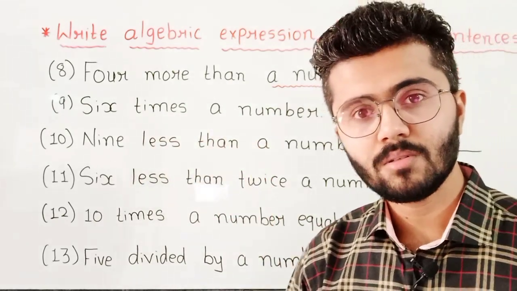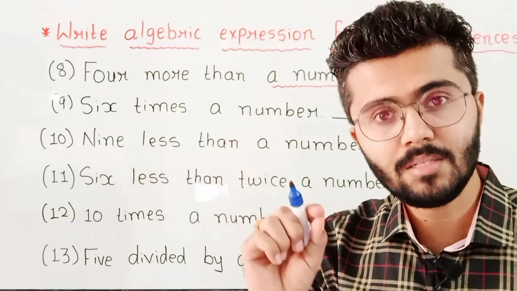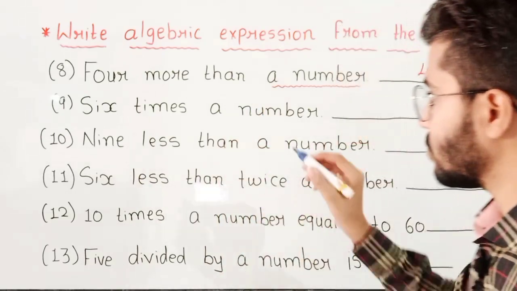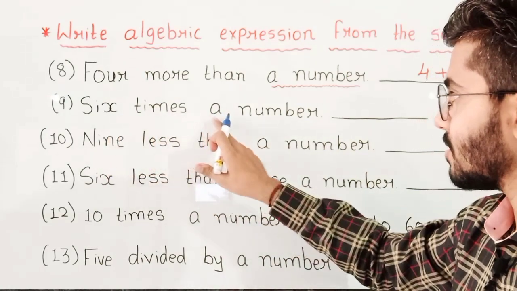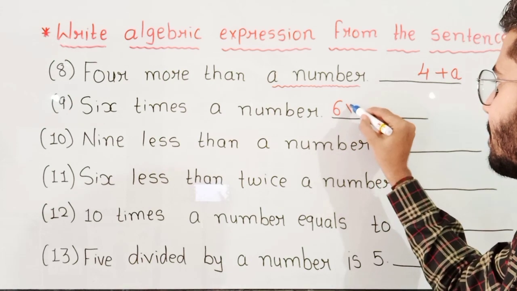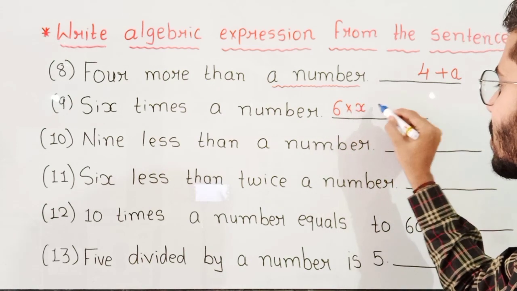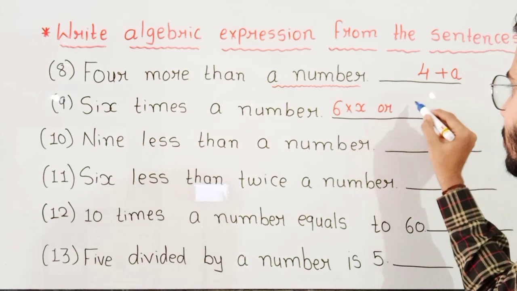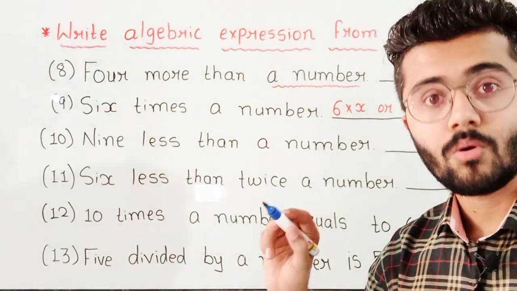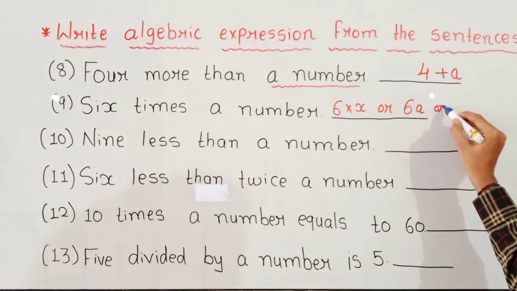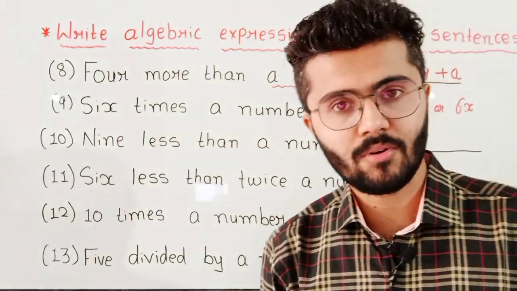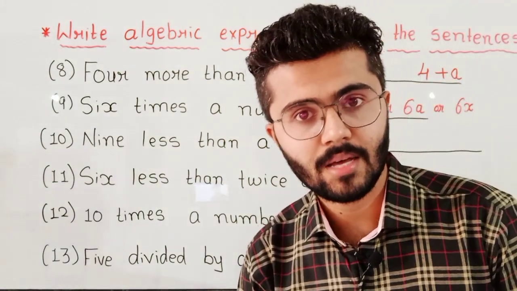Next, 6 times a number. 6 times means 6 multiplied by a number. A number can be any number. So 6 times a number. So can we say 6 multiplied by x, or you can also say 6a, or you can also say 6x. So here it can be any alphabet because it is an unknown number.